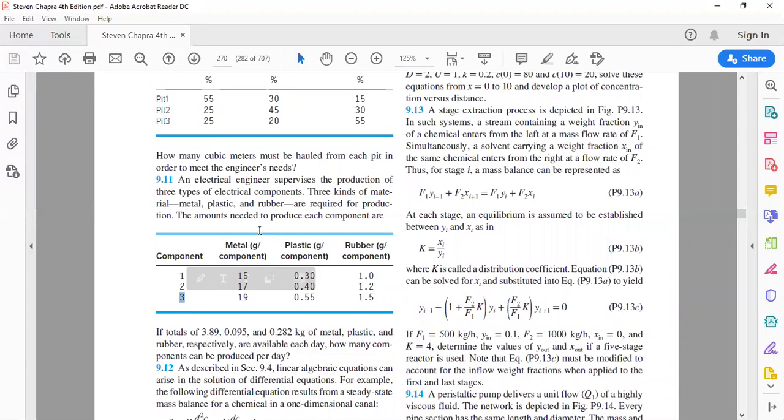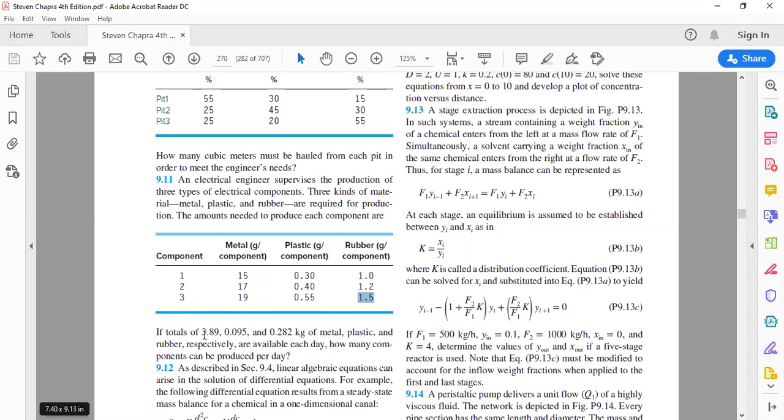But in order to manufacture them, for the first component, they need 15 grams of metal, 0.3 grams of plastic, and 1 gram of rubber. To manufacture the second component, you need 15 grams of metal, 0.4 grams of plastic, then 1.2 grams of rubber. Then to manufacture the third component, you need 19 grams of metal, 0.55 grams of plastic, and 1.5 grams of rubber.